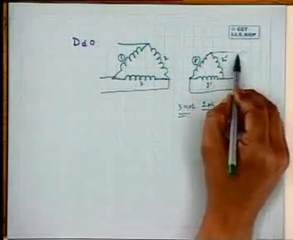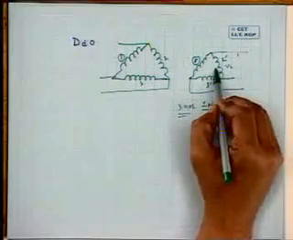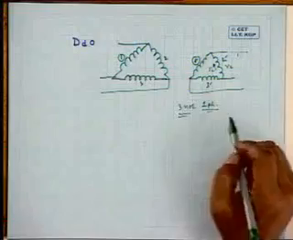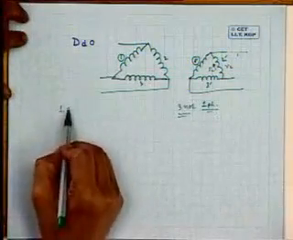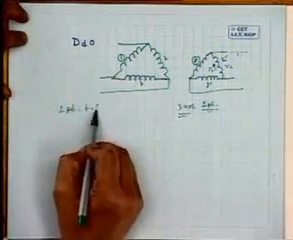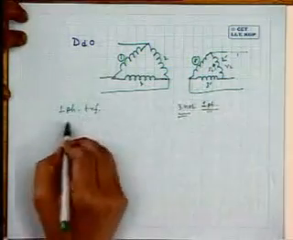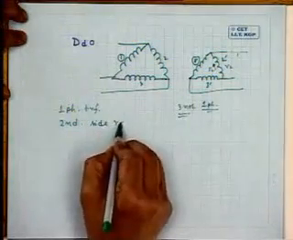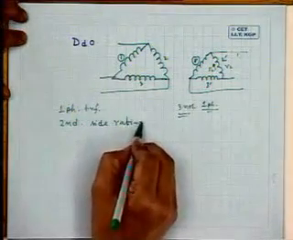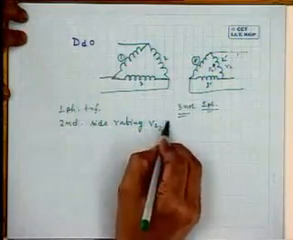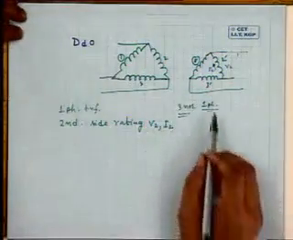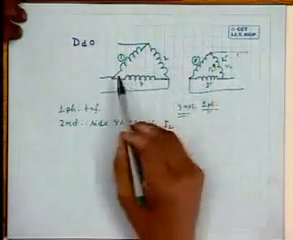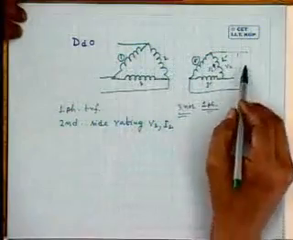Suppose the rating of each transformer, secondary side rating is V2 volts and winding rated current is I2. Okay. Single phase transformers, secondary side rating is V2 and I2, let us assume. That is, each winding rating is V2, each winding current is I2.